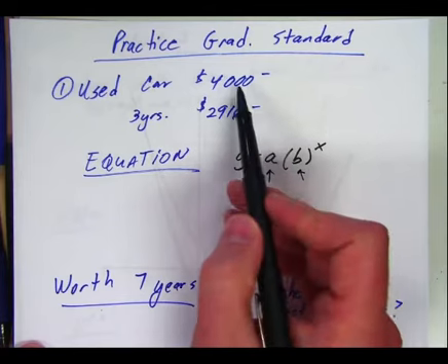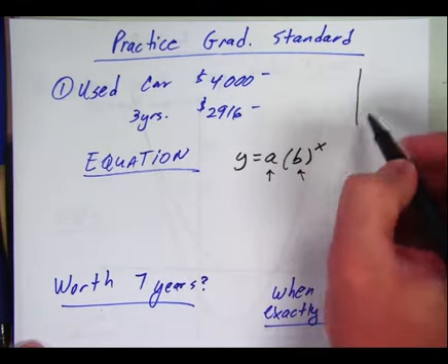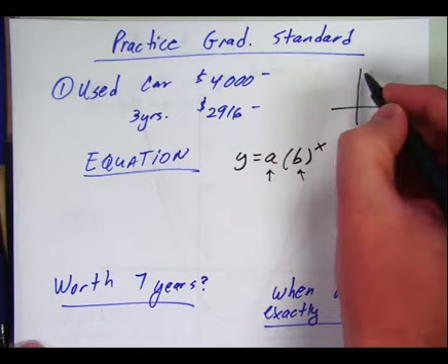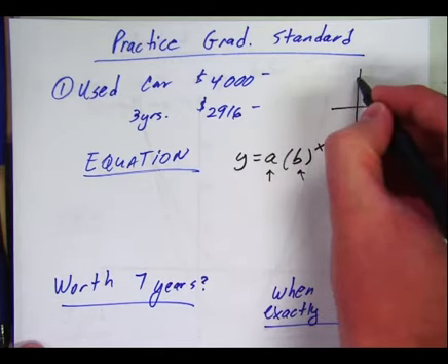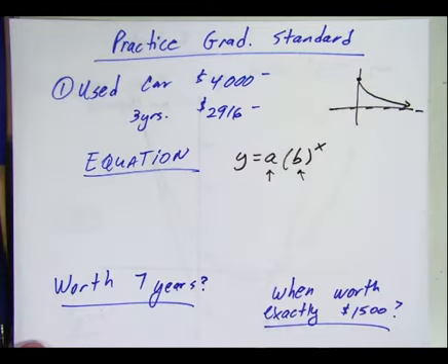Now when we graph the cost of a used car, oftentimes we'll be thinking of that as an exponential curve because it's changing exponentially. It would start at $4,000 and it's going to curve down. It's going to have an asymptote at 0. It's never going to be a negative value. So we think it's something like this.